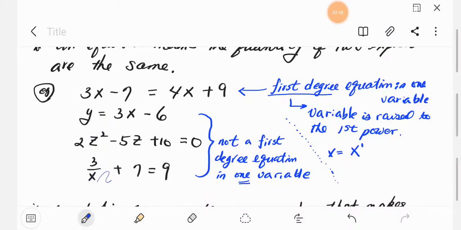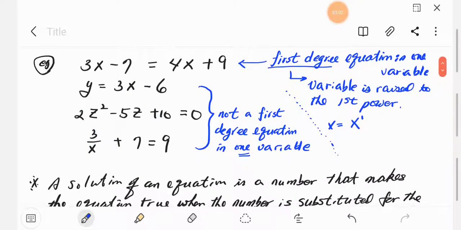And the next one, the exponent of variable x is 1, but actually x is in the denominator. It's not in the numerator. So this is not actually a first degree equation. So in this example, the only first degree equation in one variable is the first equation.